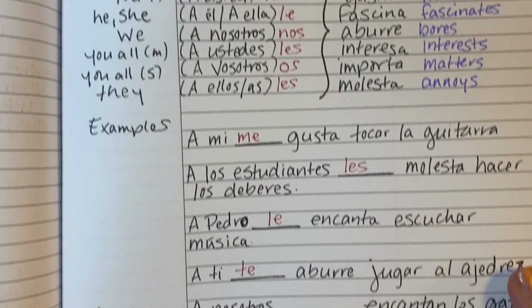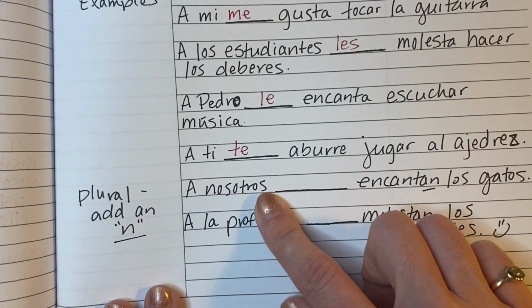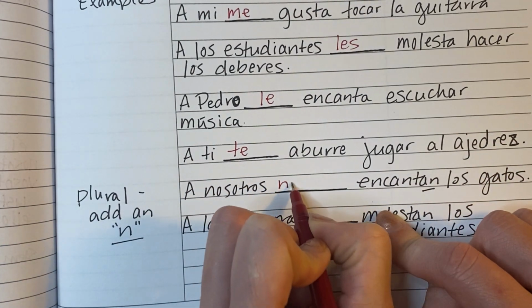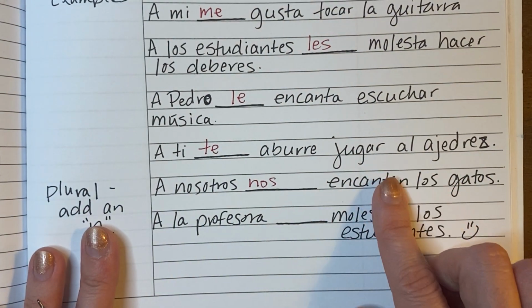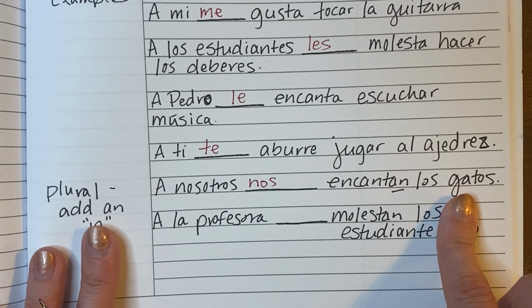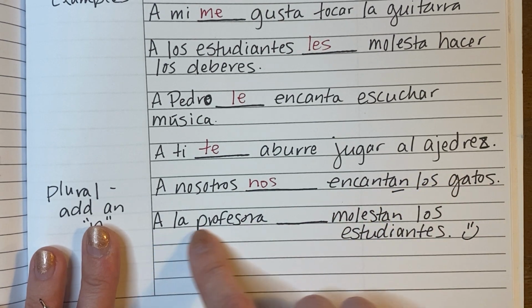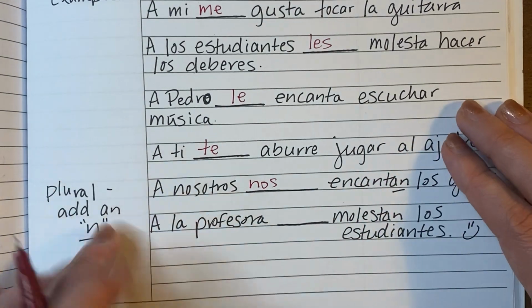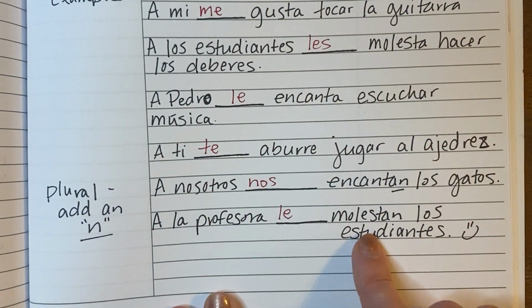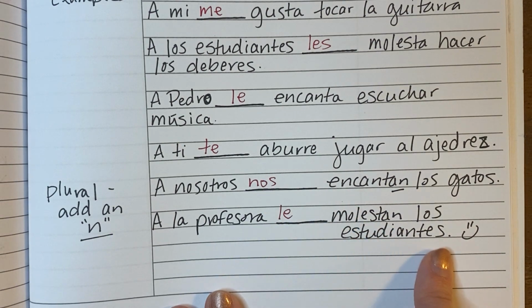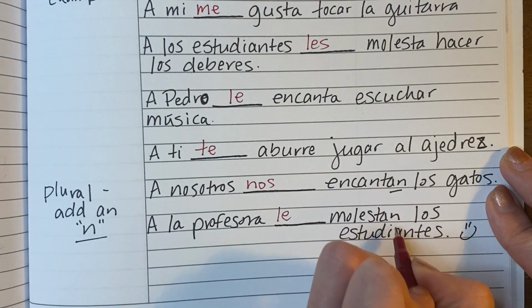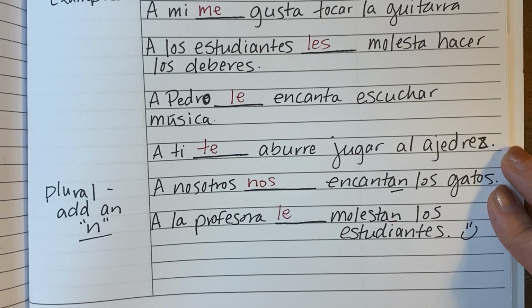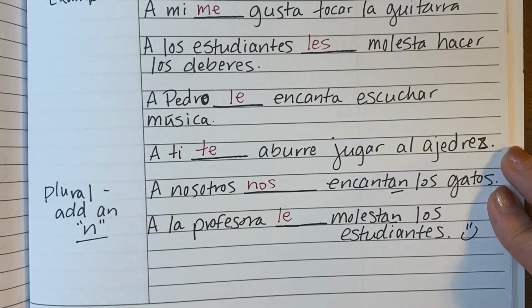Okay, so let's look at how that works here in these sentences. A nosotros, and what goes here, it's nos encantan los gatos. We love cats, and it's encantan because los gatos is plural, right? A la profesora, that's a she, right? So le molestan los estudiantes. So she is annoyed by the students. And because it's los estudiantes, that's plural, right? Not just one student, but lots of students. We're going to add an N to the end of molestan, okay? And that's with the plural.